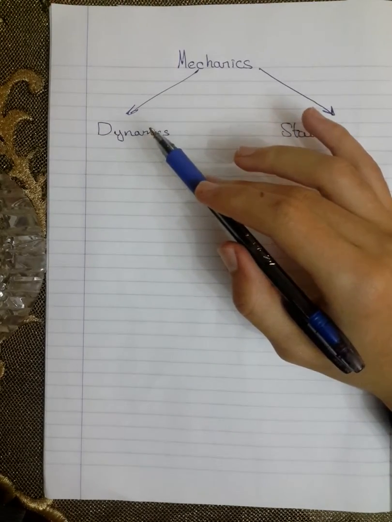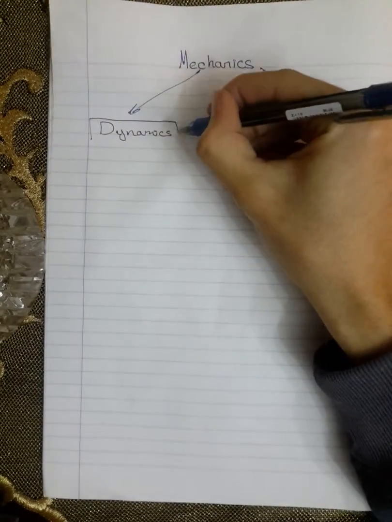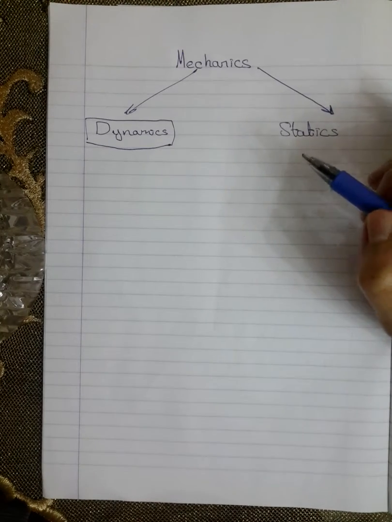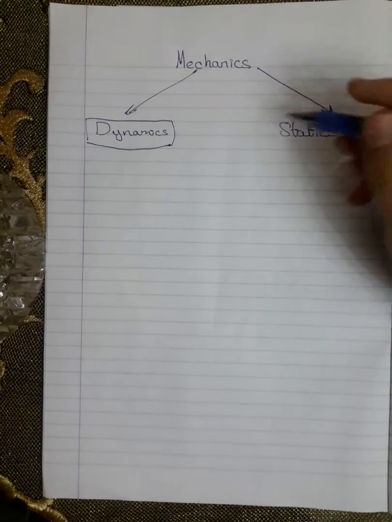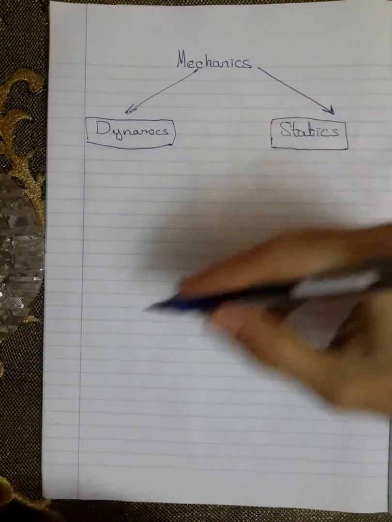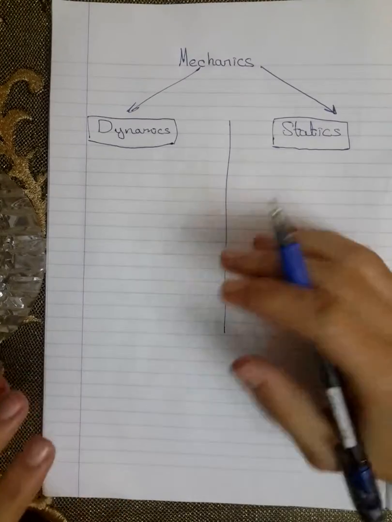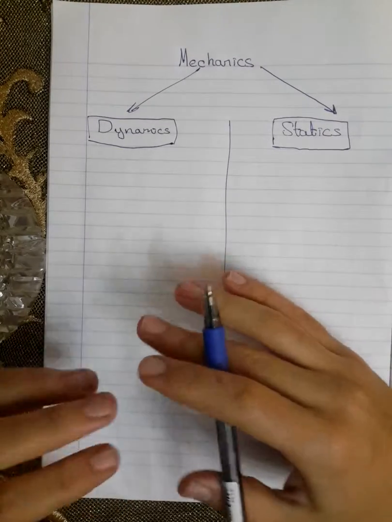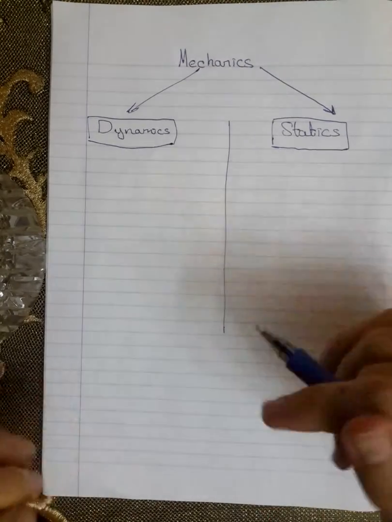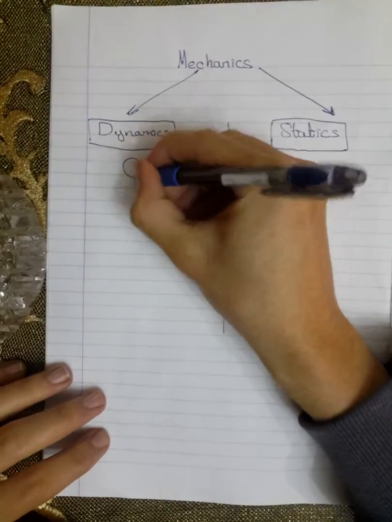Either they are moving, which is dynamics, or they are stable, which is called statics. So at first we will talk about dynamics. So what is dynamics? Okay, I understood the definition, but I don't understand what you are saying.